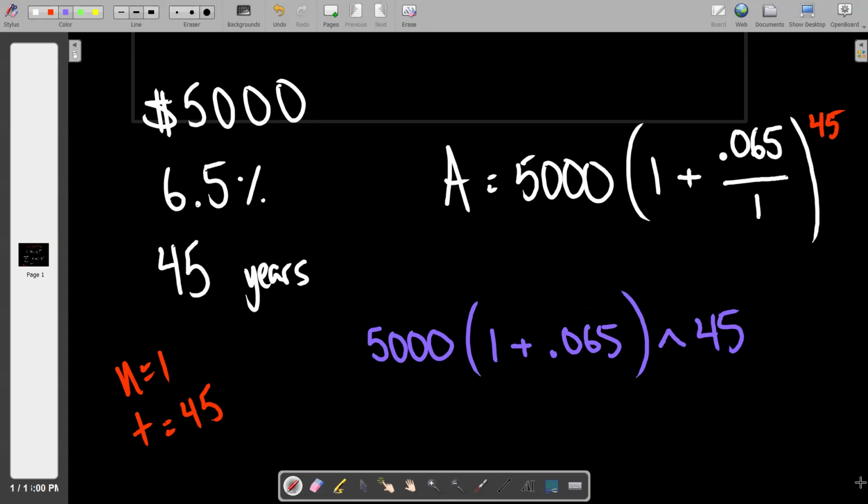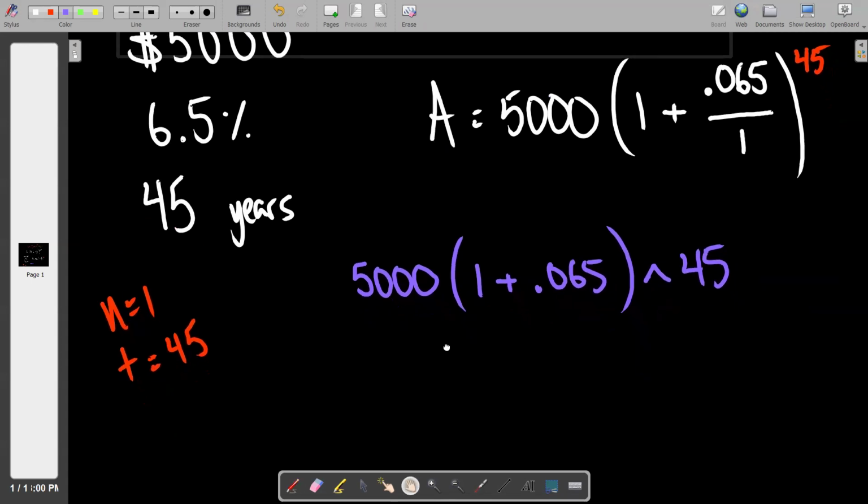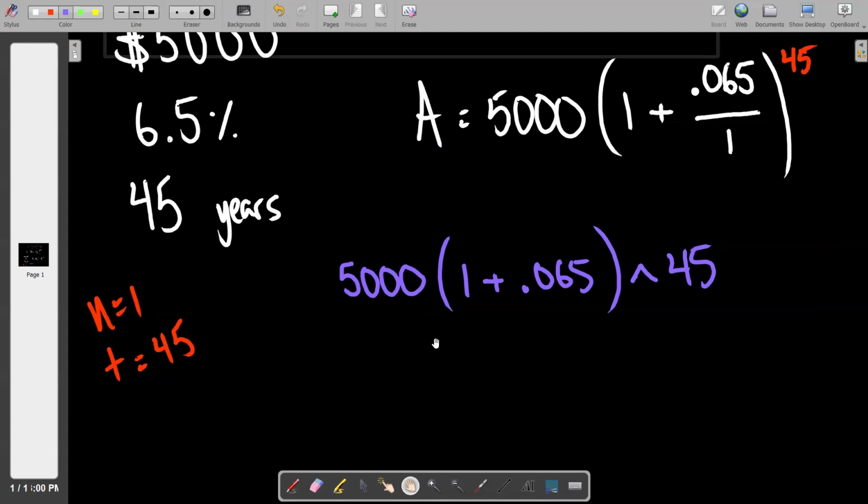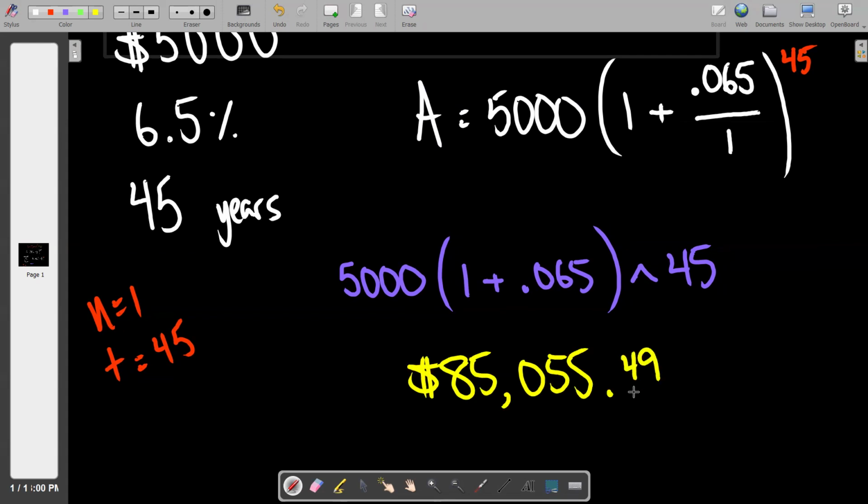Grandpa's gift turned out to be pretty cool. That's assuming that I can afford to just put it there and forget about it and say, I'll be back in 45 years. So grandpa's gift of $5,000, when I'm ready to say retire or maybe move on and buy a different house when I'm 63, is now worth $85,055.49, which is pretty dang good. Thanks, Gramps.